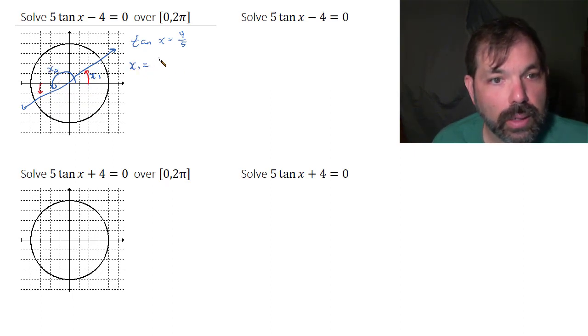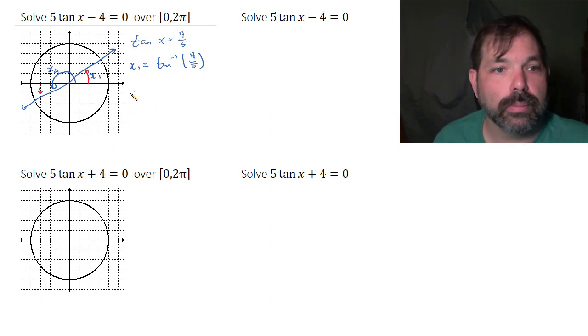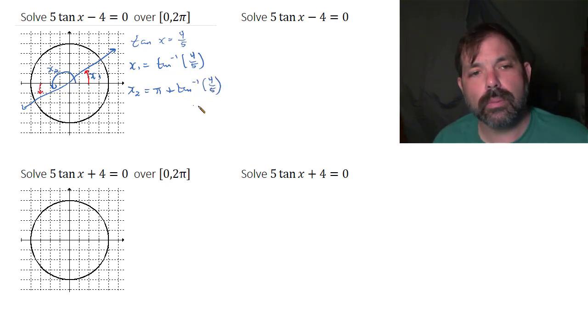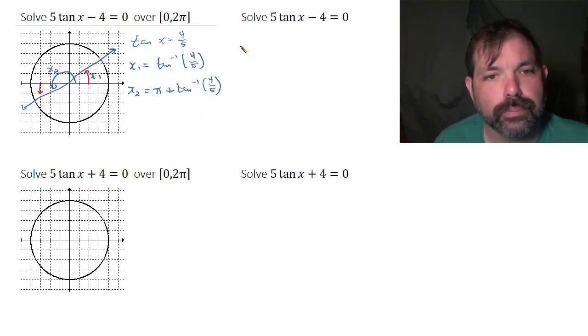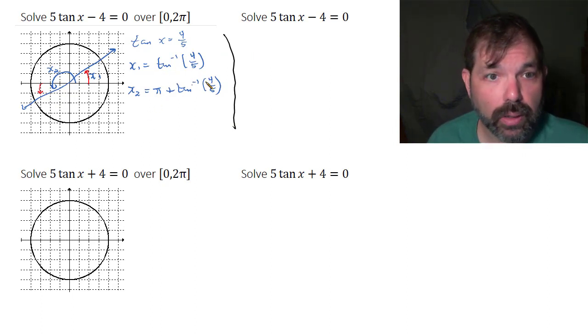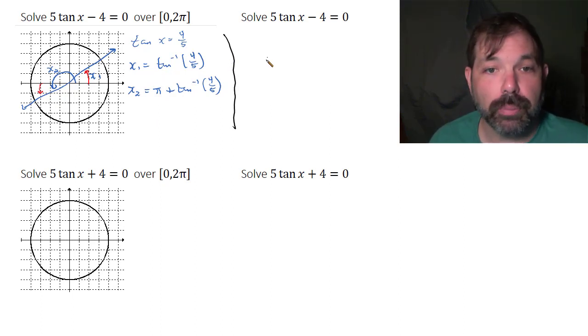x1 is the tangent inverse of 4/5. That's how that inverse function works. That's a positively measured angle because of how the tangent inverse works. So then x2 is just pi plus tangent inverse of 4/5. And again, we can approximate those. Now, if you remember, the tangent function has a period of pi. So if we were solving this generally, we only need one solution, and then we keep adding multiples of pi.